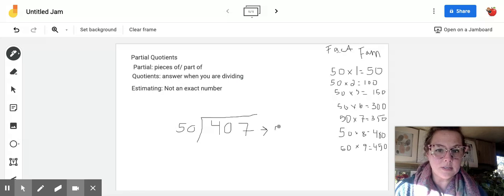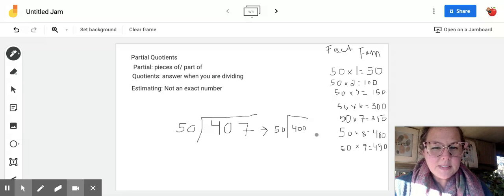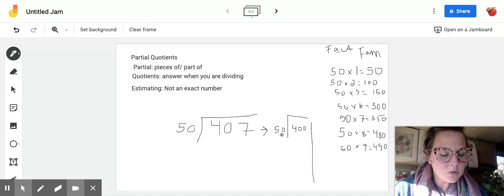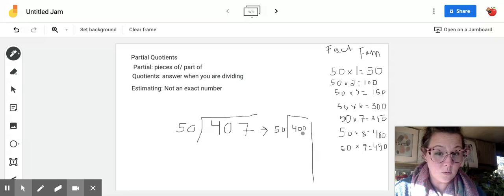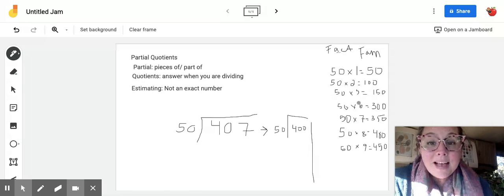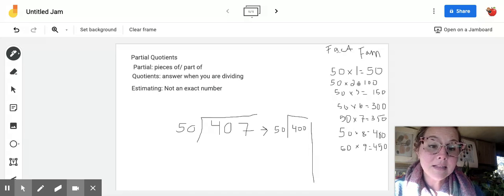So we're going to switch this to 50 divided by 400. All right, now it's time to do division. 50 divided by 400. How many times are you going to multiply 50 to get to 400? Well, thank goodness we just did all this work on our fact family, because we can look right at it and find our answer, right?